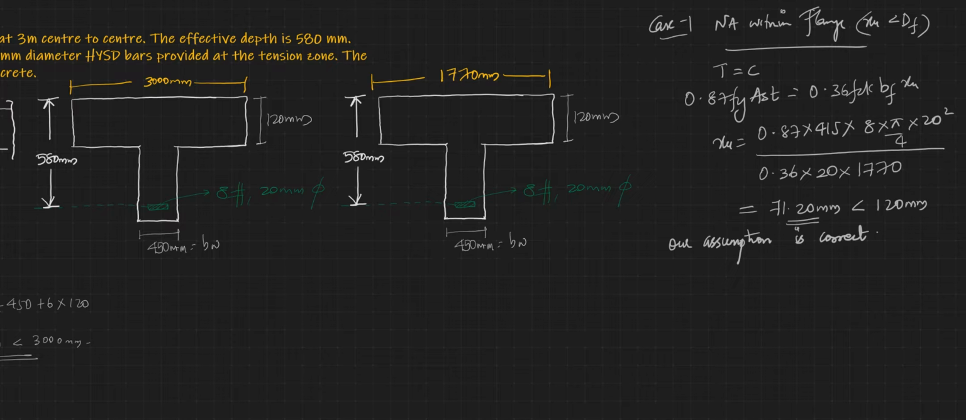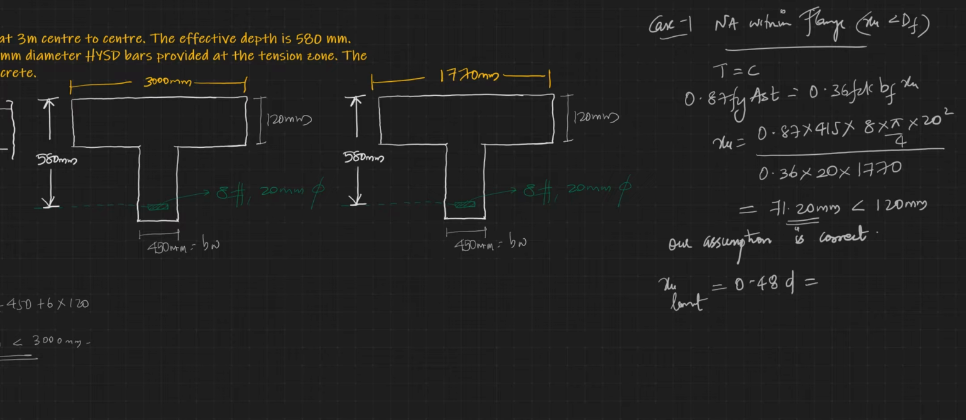That is, I can write MU is equal to, in terms of tension, 0.87 FY AST into D minus 0.42 XU, or MU is equal to 0.36 FCK BF XU into D minus 0.42 XU, only if it is an under reinforced section. So we need to check whether this section is under reinforced, so that we need to calculate the value for XU limit. XU limit for HYSD bar of Fe 415 grade is 0.48 D.